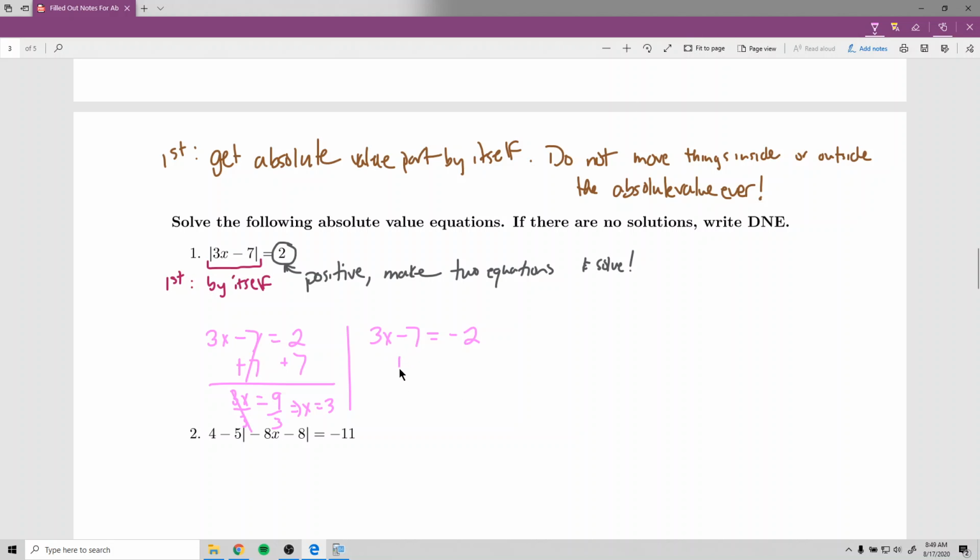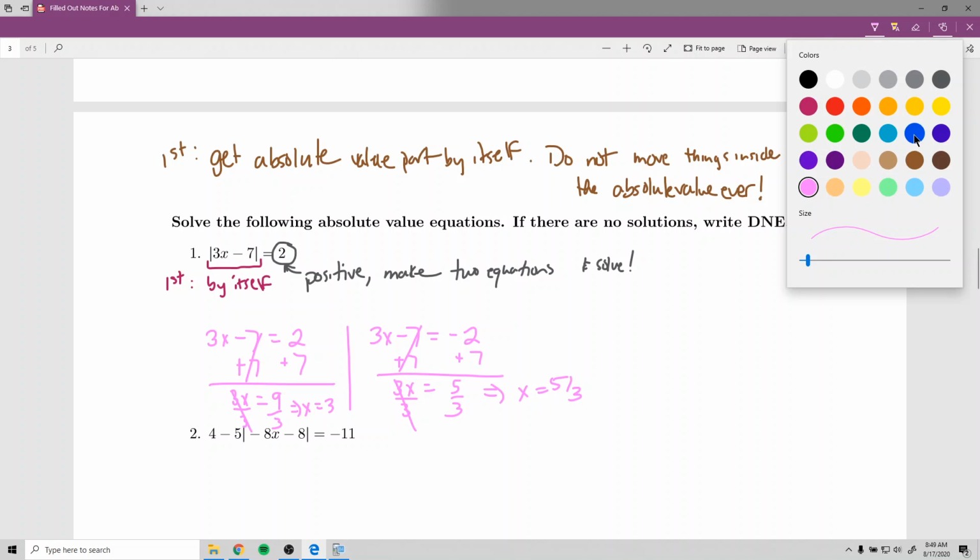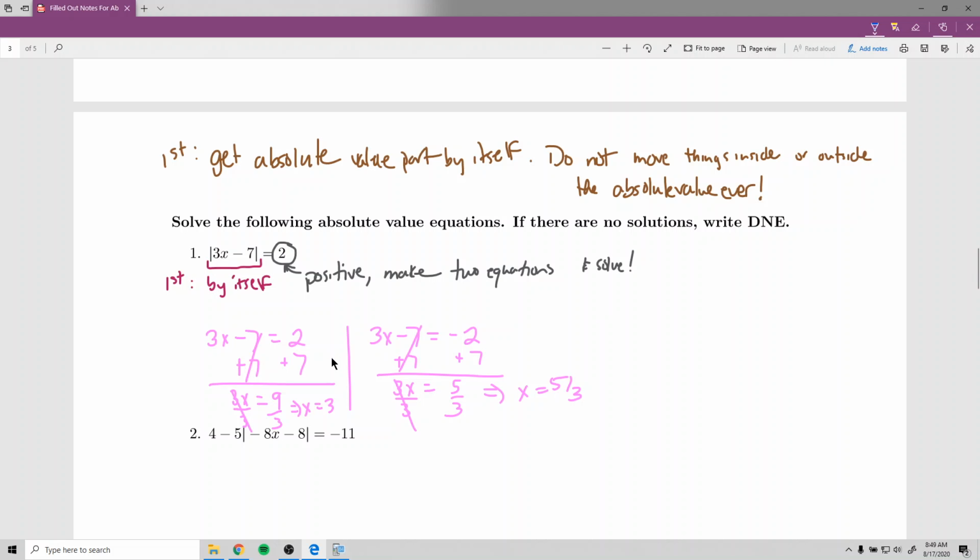And then the one on the right, you do the same 2 steps. We add 7 to each side. We get 3x equals negative 2 plus 7 is 5. Divide by the 3, and we get x equals 5/3. And like I mentioned before, you should get 2 answers most every time. The only way you're going to get 1 answer is if this is a 0, because the difference between 0 and negative 0 is nothing. They're the same thing. So we got our 2 answers of 3 and 5/3.